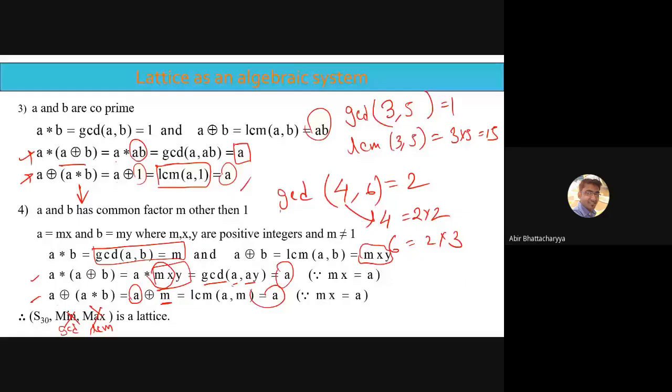So this set with GCD and LCM is a lattice as an algebraic system. That's all. We proved that the set with GCD and LCM is a lattice as an algebraic system, and that is what we intended. If it is okay with all of you, please write C on the chat box so that I can move forward. Otherwise, I will explain it again.